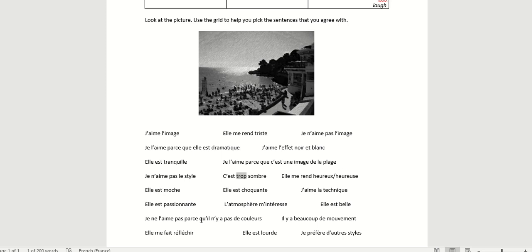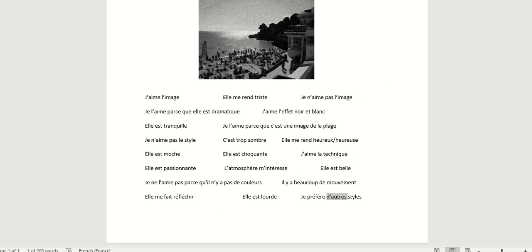Okay. Parce que is because. Il n'y a pas, there isn't. We know that. Il y a beaucoup de mouvements. Beaucoup is lots of. And je préfère d'autres styles. I prefer other styles. Okay, so you could write that down too, because I don't think that's in the grid.